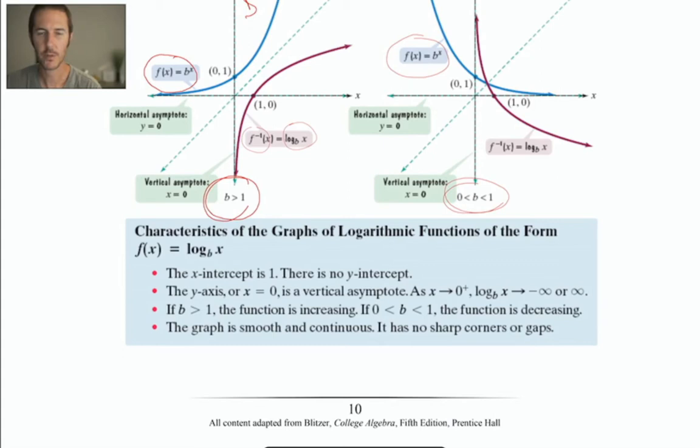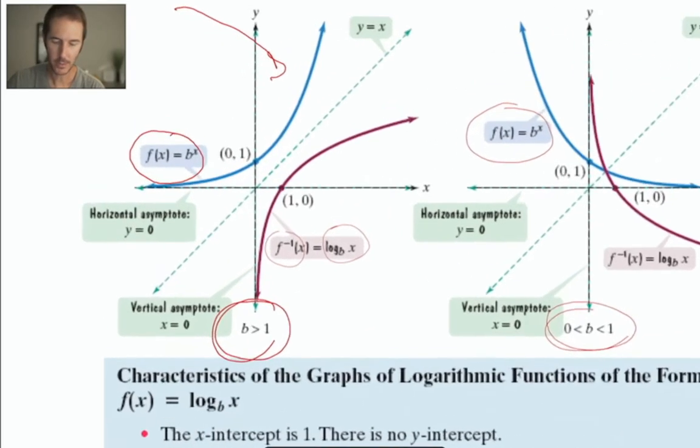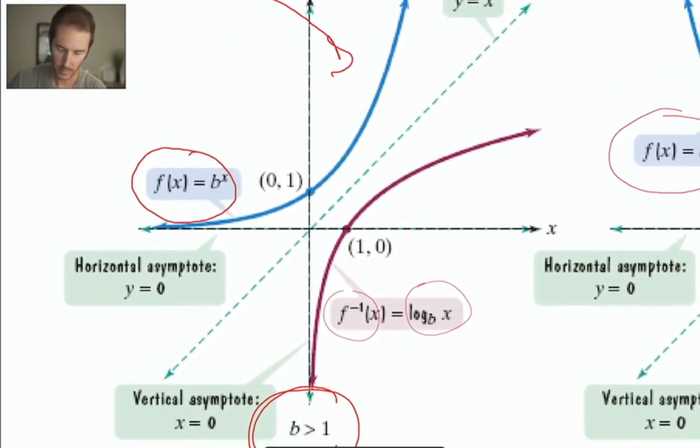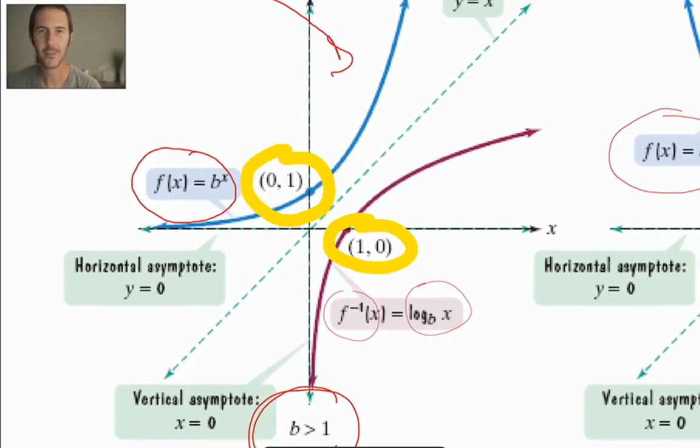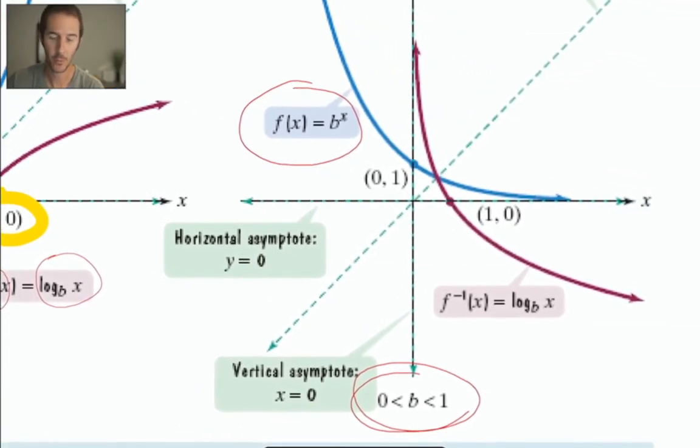Characteristics of the graphs of the logarithmic functions of this form. Previously, these blue graphs that you're seeing on the screen had y-intercept of +1. Their inverse functions, look at this. Look at these coordinates here, and then look at these coordinates here. It's like the x and the y traded places. Does that sound familiar? Look at this over here. Look at these coordinates. Does that look like x and y traded places there too?